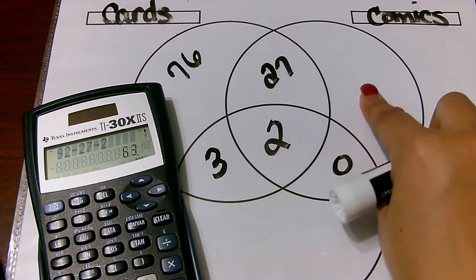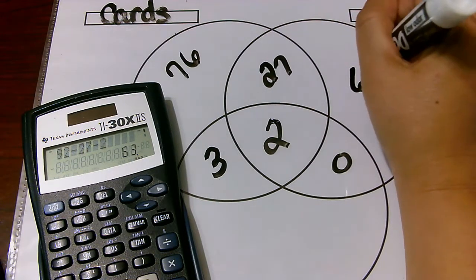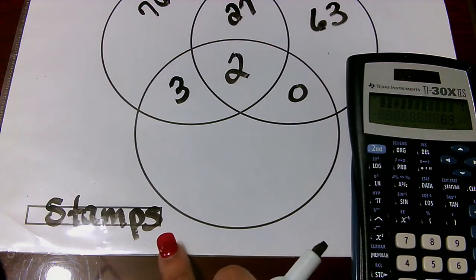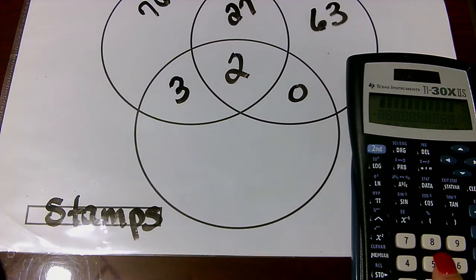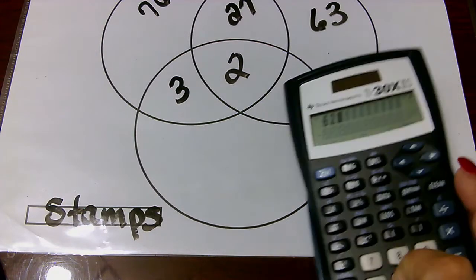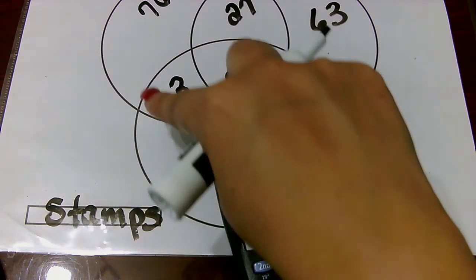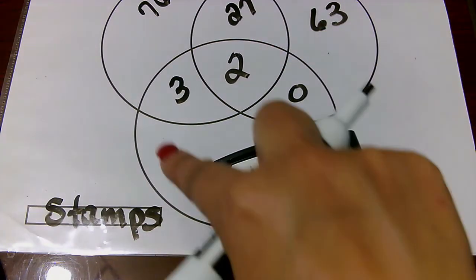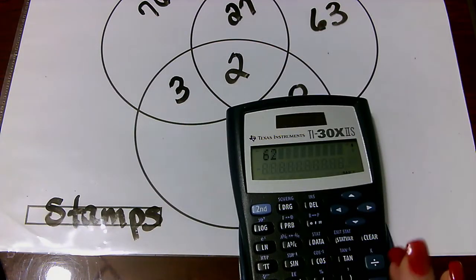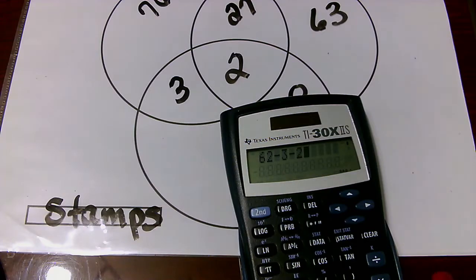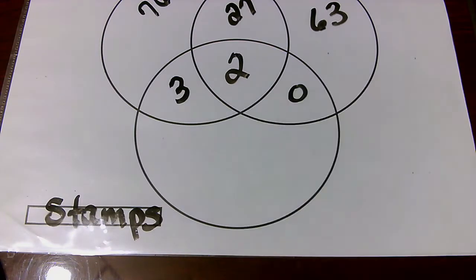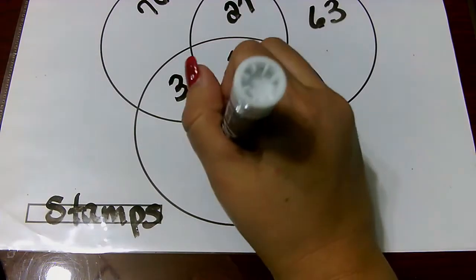That's the number of people who just collect comics. And for stamps, we have a total of 62 that collect stamps. So I'm going to start in my calculator with the number 62. And then I'm just looking at this one circle, so I'm going to subtract 3, and then I'll subtract 2. So that means 57 just collect stamps.